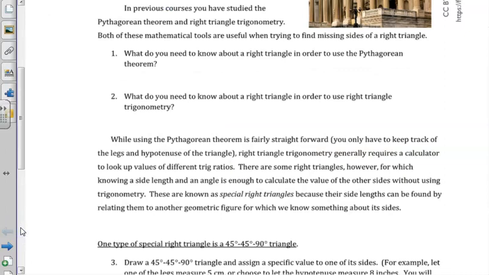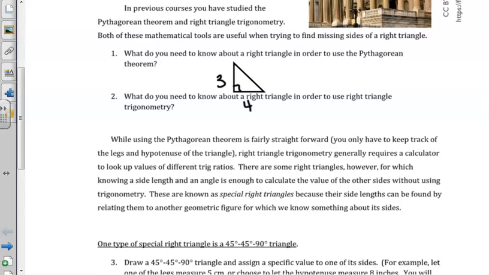In this lesson, we use our knowledge of the Pythagorean theorem as well as what we have learned so far in this unit on right triangle trigonometry. In number 1, we are asked what we would need to know about a right triangle in order to use the Pythagorean theorem. So if I do have a right triangle, like so, and I know that my angle here is 90 degrees, we are asked if we know two side lengths, like this is 3 and this is 4, how we could actually find the third side length.